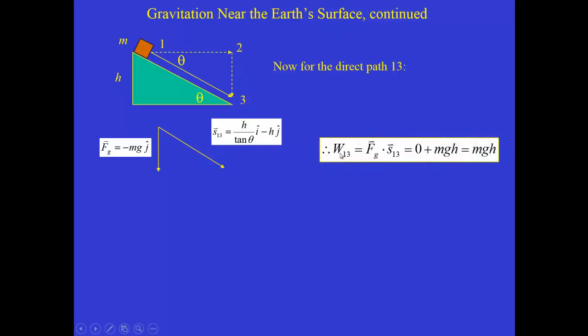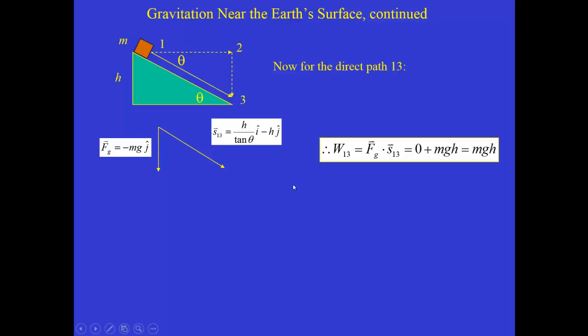So we can take the dot product of the gravitational force dotted into S13, and we just do it component by component. So the j hat dot i hat term will be 0. That's the first term because they're 90 degrees apart. The j hat dot j hat term is equal to 1, so we get minus mg times minus h, or mgh, and therefore we get the same answer. So W13 is the same as W12 plus W23.